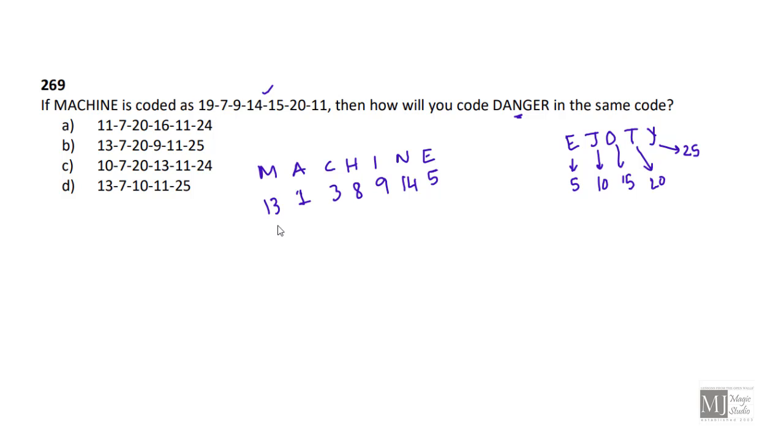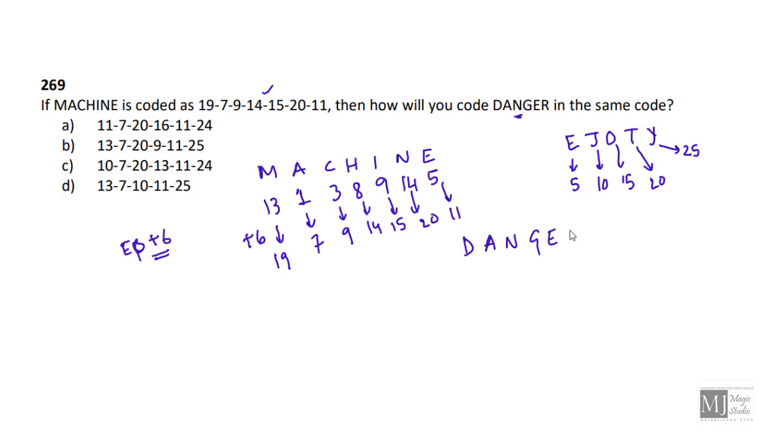But now the code is 19. For 13 they have used 19, for 1 they have used 7, likewise it is 9, 14, 15, 20 and 11, and the thing which is clearly evident is all these codes are increased by 6 places. So the code is simply English position code plus 6. So let us find the code for DANGER.